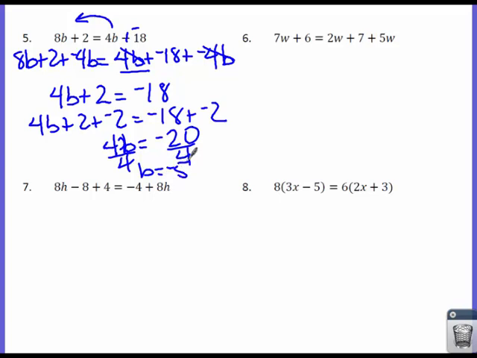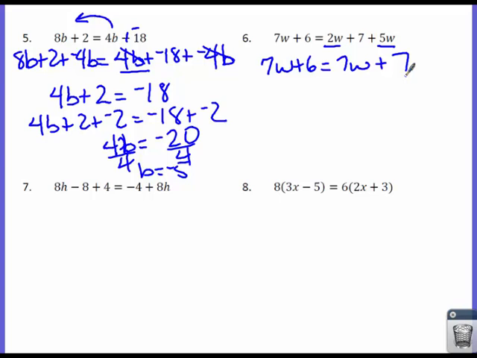Right? And number 6, this one we actually have some things that we need to do before we actually move letters and move numbers. You'll notice on the right-hand side I have a 2w and a 5w. Well, those w's could go together. So I end up with 7w plus 6 equals, well, 2w and 5w make 7w plus 7.